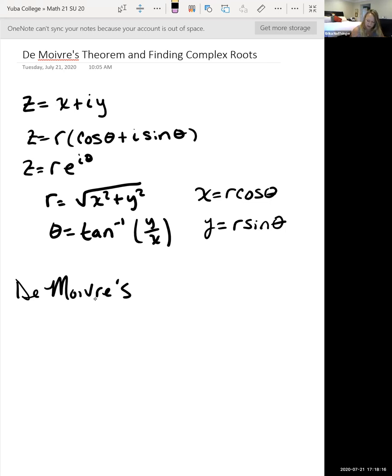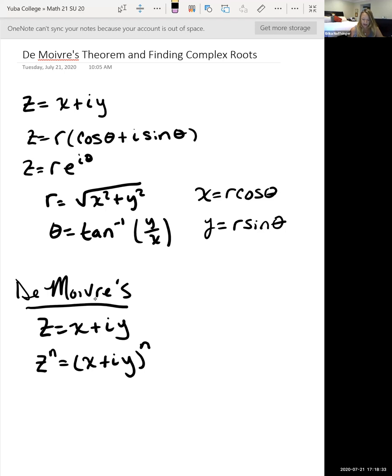For de Moivre's theorem, this is saying if z is equal to x plus iy, and we want to take z raised to the nth power, then in the other forms you can say z to the n is equal to r raised to the nth power, all times cosine of n times theta, plus i sine of n times theta.